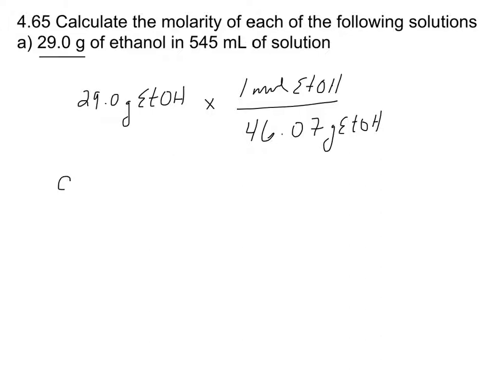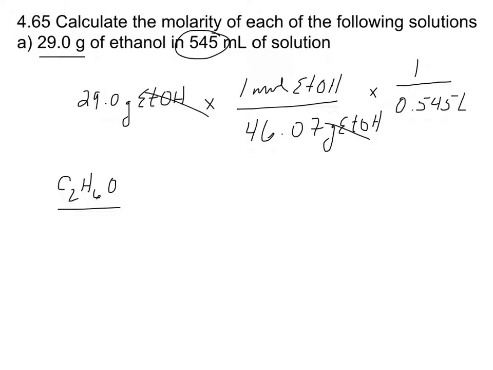Well, ethanol, C2H6O, if I add all those up, that's going to give me my 46.07. Now I've got that in moles. Grams cancel, so I have moles. I'm going to now divide by my 545 milliliters in terms of liters. So times 1 over, and I can put 1 over anything if I want to divide by something, or if I want to multiply by something, I can put it over 1. So 1 over 0.545 liters. And when I multiply this out, I'm going to get 1.16 molar ethanol solution.